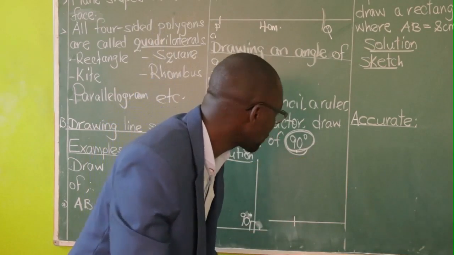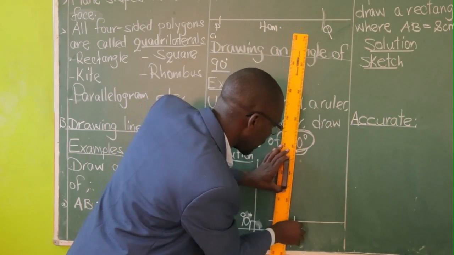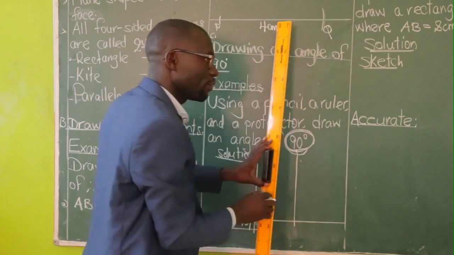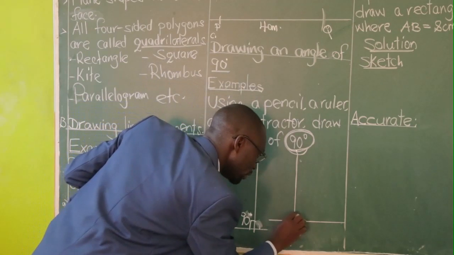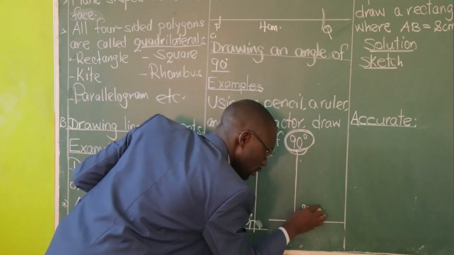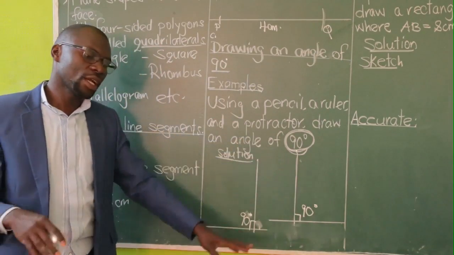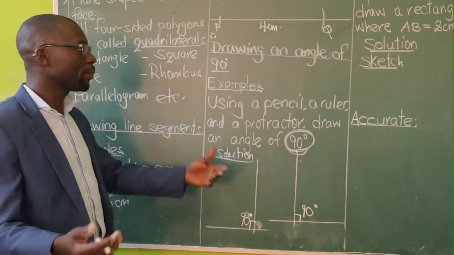So having put that point, I'll come and join this point that I've marked and the starting point here, and then I'll join. Because I've counted from the right, I'll say my angle of 90 is that side, 90 degrees. So that's how we draw angles of 90 using a protractor, a ruler, and then a pencil.